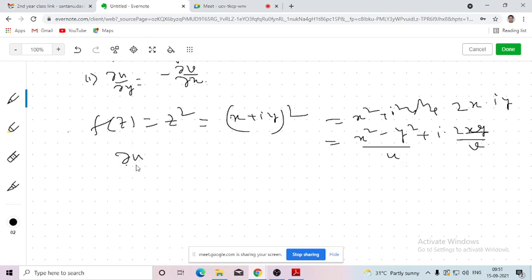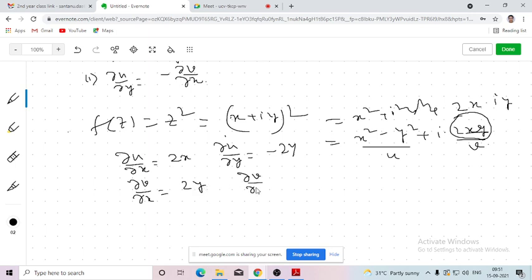So what is del u del x? Here u and v both are functions of x and y. So u is x squared minus y squared, del u del x is 2x, and del u del y is minus 2y. What is del v del x? v is this 2xy, so del v del x will be 2y and del v del y will be 2x.